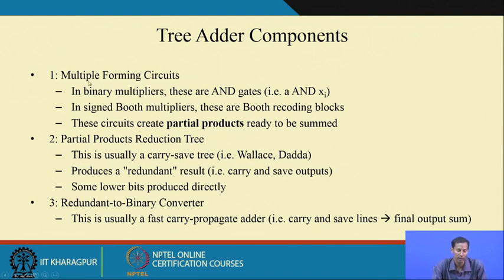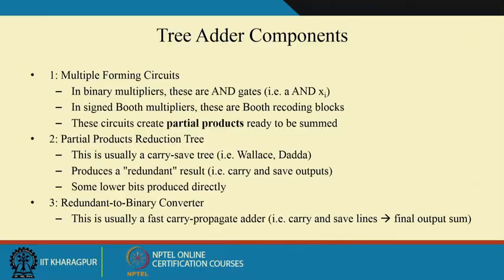I have already discussed that multiple forming is nothing but the combination of AND gates for bitwise multiplication. Then the partial products tree basically uses a carry save adder tree, for example the Wallace tree and Dadda tree, which we will see. It produces redundant results, that is carry and save outputs, and some lower bits are produced directly as the output.